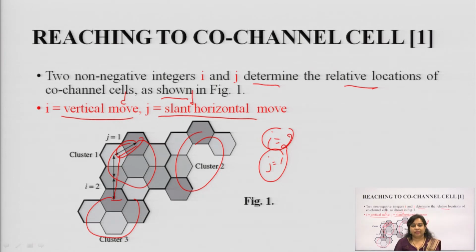What is a co-channel cell? When two cells are using the same set of frequencies. So, that is why we have to decide that this cell and this cell are using the same set of frequencies. That is how we have to allocate the same set of frequencies. So, this is the idea from where the frequency reuse concept is used.